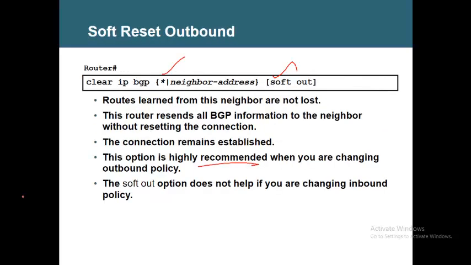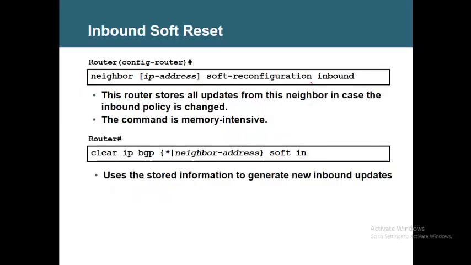All right, you can say hard reset or soft reset, soft in and soft out, only sending out. This is only receiving. Soft reconfiguration inbound: this router stores all the updates from this neighbor in case of an inbound policy change. This is memory intensive. What does this mean? It means that it will maintain a history so that you can roll back. That is why, to maintain history, it needs memory.